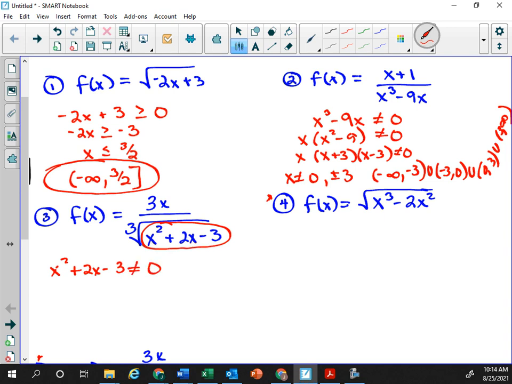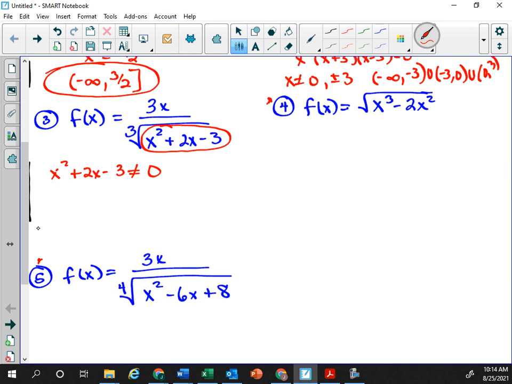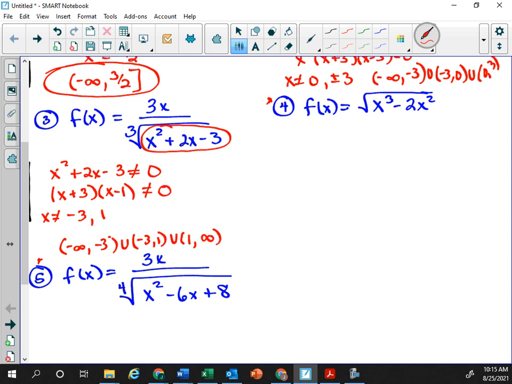Okay, it doesn't matter if it's negative. I can take the cubed root of a negative number, but I can't divide by 0. So I just have to think about that fraction cannot equal 0, that denominator. Then it's just a matter of factoring. X plus 3, x minus 1 can't equal 0. So x cannot equal negative 3 or 1. So my answer would be negative infinity to negative 3 union negative 3 to 1 and 1 to infinity.